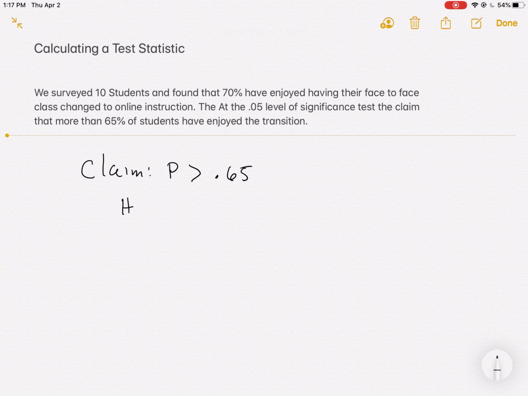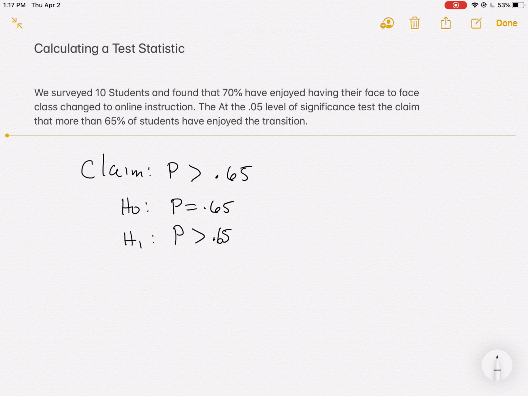We know that our null hypothesis is p equals 0.65. And we know our alternate hypothesis then, from what we were doing in the last video, is the claim unless it can't be, and it can. Right? And so I'll stick that 0.65 in there. And so it's exactly the same as the claim. So those are the first two steps.